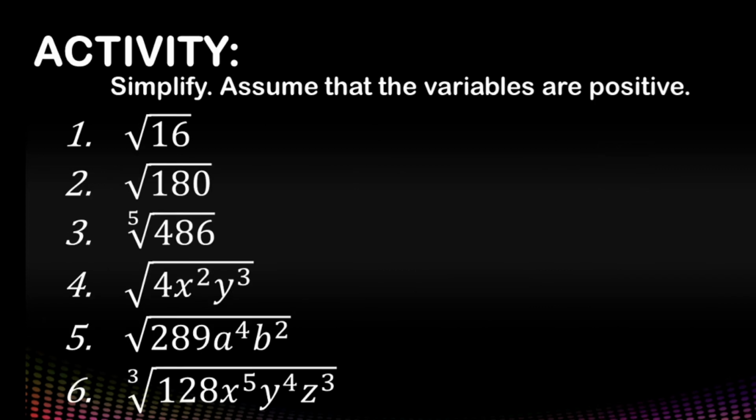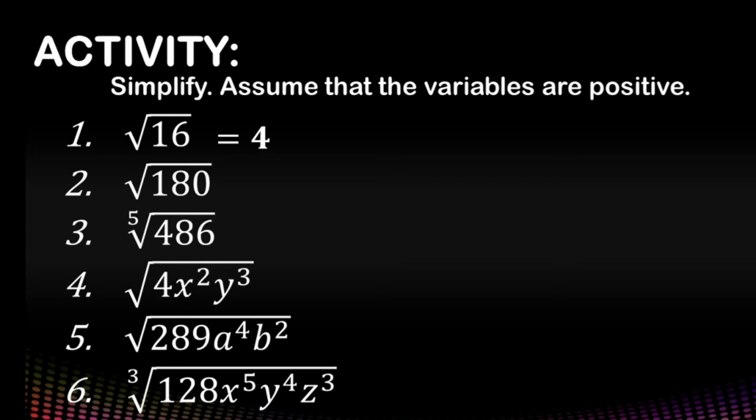Let us have an activity. Simplify, assume that the variables are positive. In answering this activity, you pause this video for you to have ample time to solve. After which, you can play and see if your answers are correct. For number 1, the square root of 16 is equal to 4, since 16 is a perfect square, so it is easy for us to identify its square root.